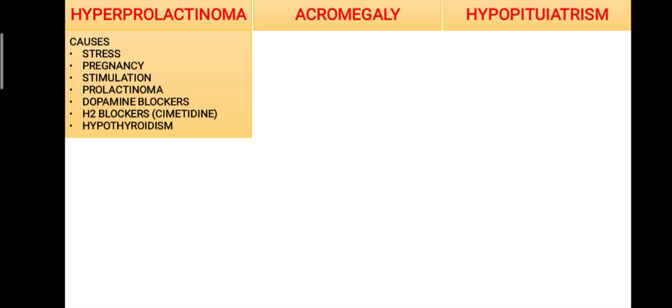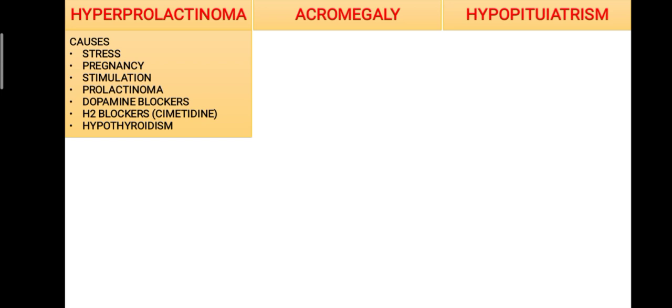The other causes are dopamine blocking drugs. Just now we saw that dopamine inhibits prolactin. So if you are inhibiting the dopamine itself, then there would be no effect of dopamine on prolactin. So nothing is there to stop the prolactin release. So there would be more and more prolactin.